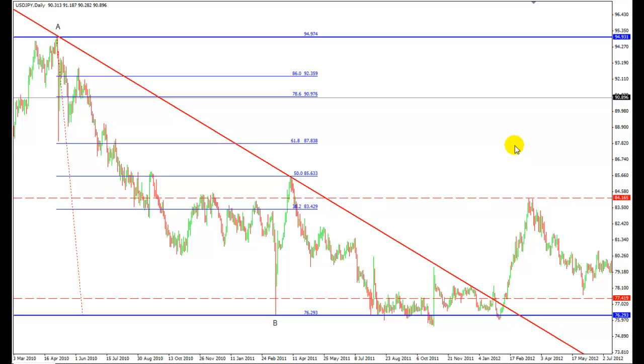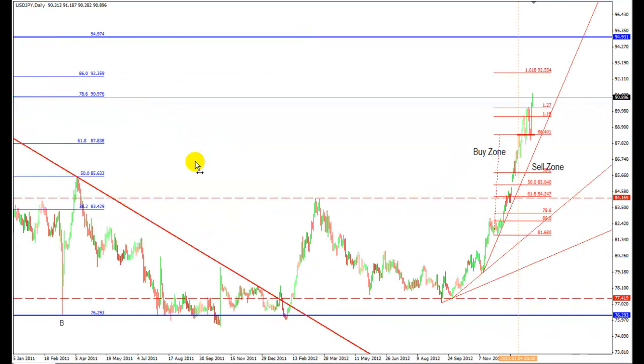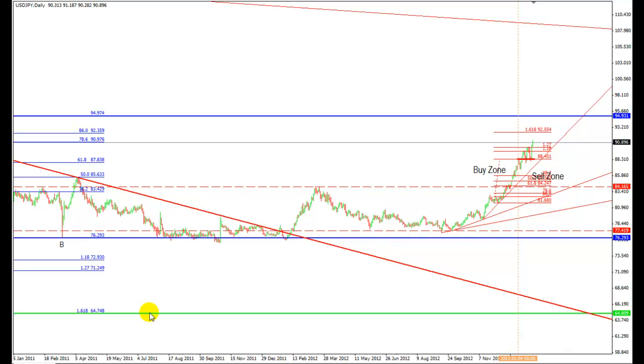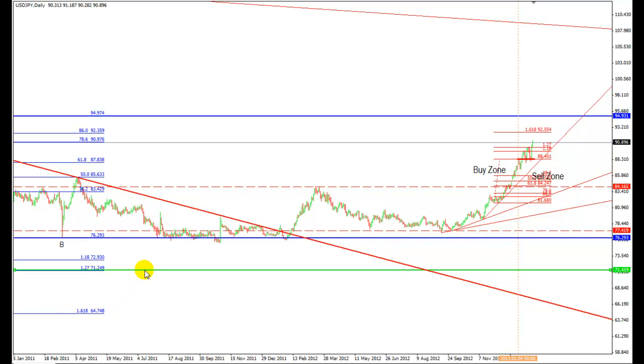Okay, lastly then, USD JPY. Well, this is just continuing. We really are just seeing this retrace. Okay, the A is at 94.97, the B is at 76.29, look. This is the retracement that we've been watching now for such a long time. We've hit the 78.6, okay, so we're actually going to be changing our expected take profit to the 1.27 now.